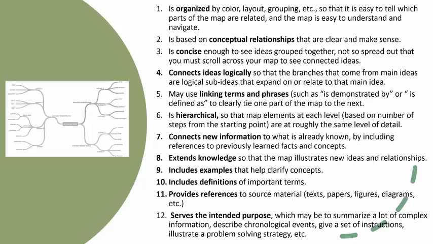Now, a good concept map is going to have these features. Remember, it's probably going to be organized by color, layout, grouping, etc., so that it's easy for us to tell which parts of the map are related, and really easy to navigate between things. Okay, it's going to be based on conceptual relationships. It has to be clear and has to make sense. It needs to be concise enough to see the ideas that are grouped together, but not so spread out that it's going to be like crazy scrolling back and forth. You're going to, again, make a logical connection between the ideas that are related or sub-related.